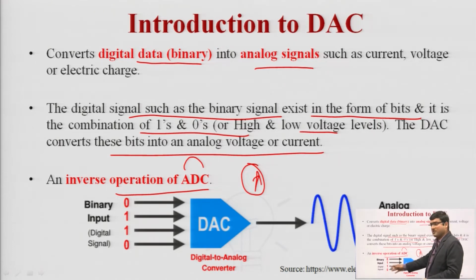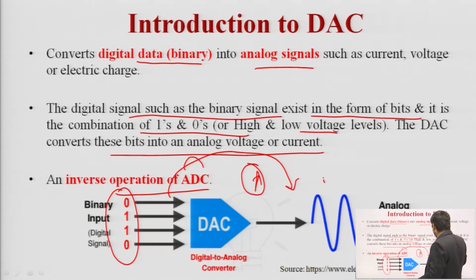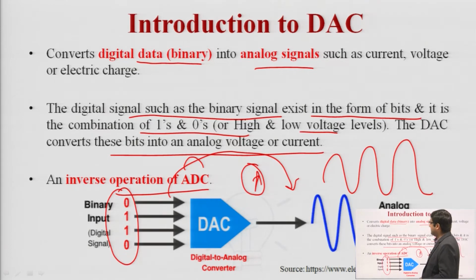Here you can see in this diagram there is a binary input signal 0 1 1 0, and through DAC it will convert the digital bit stream of 1s and 0s into the analog signal. This is the continuous time varying signal. Okay, this is a DAC.